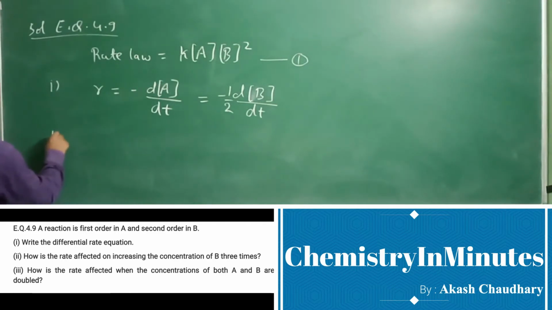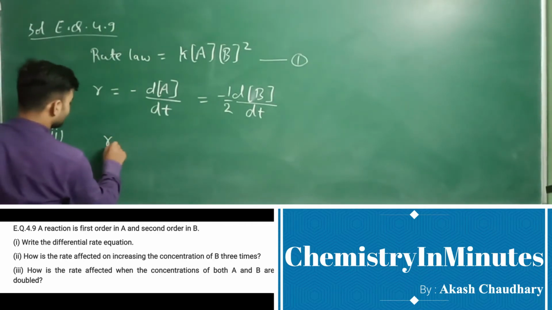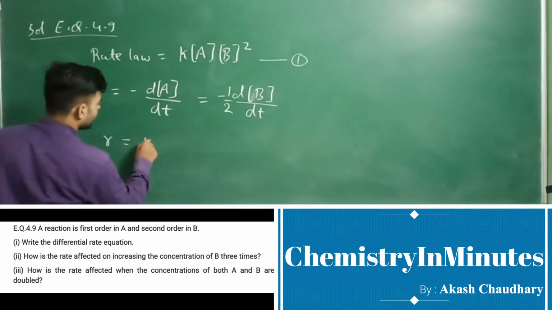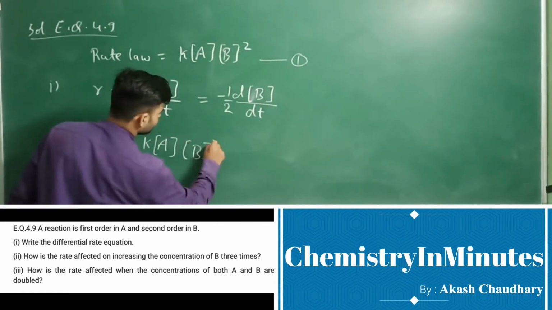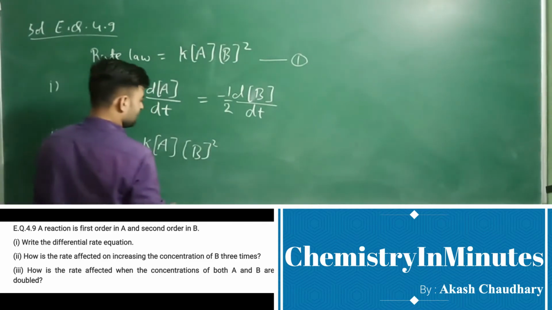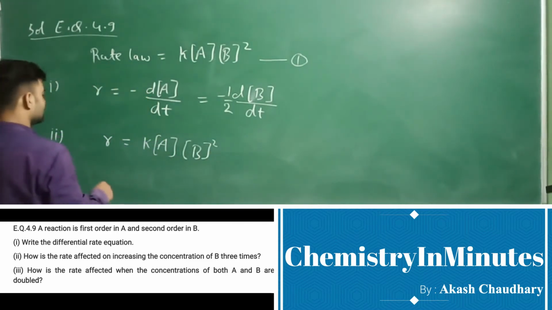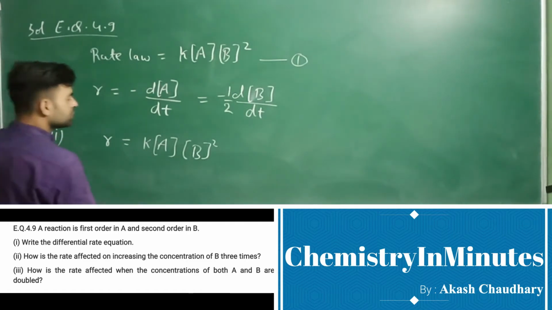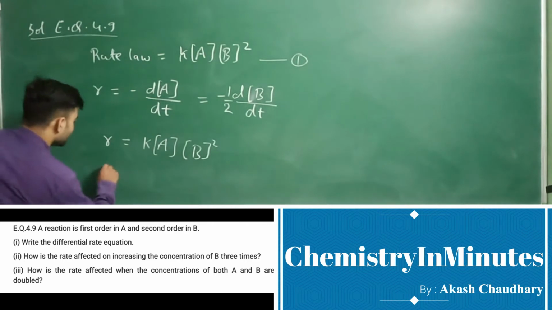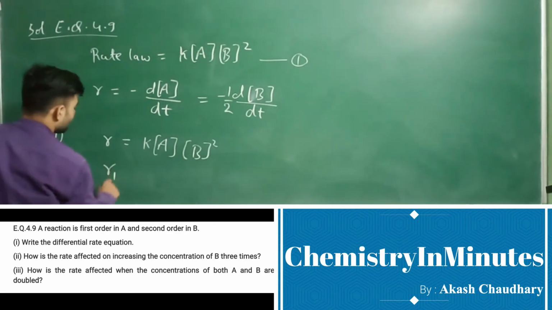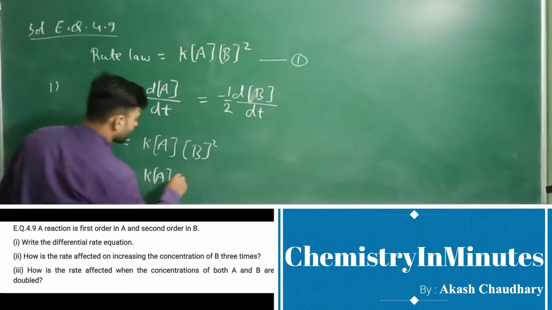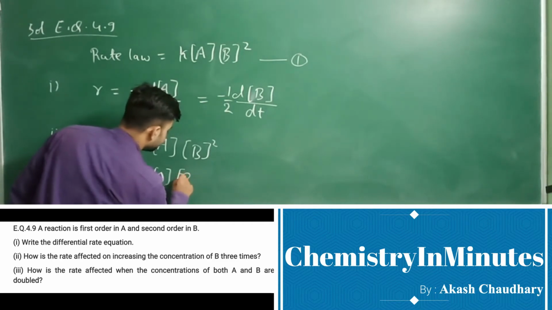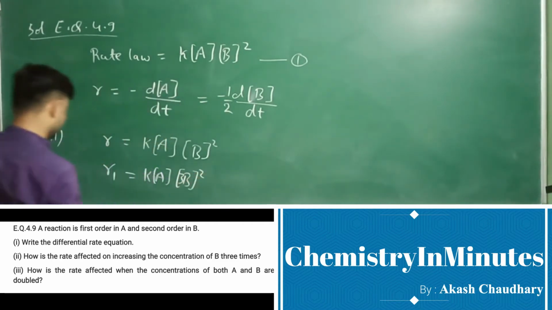Now the second part, here we will have R equal to k, concentration of A, concentration of B to the power 2, from equation 1. Now when the concentration of B is increased to 3 times, we will have R1 equal to k, concentration of A, 3 times of B square.